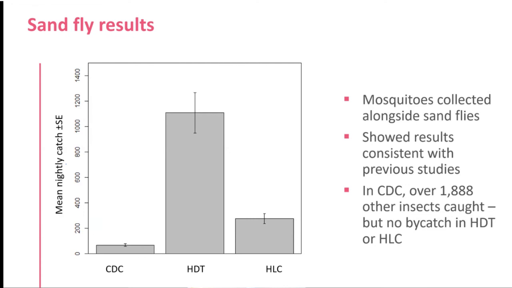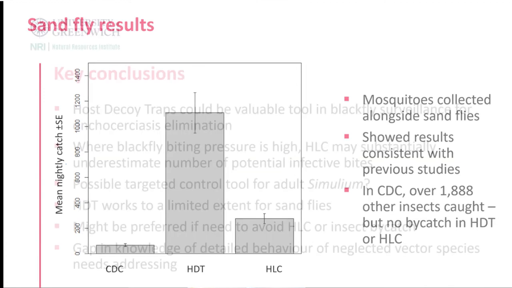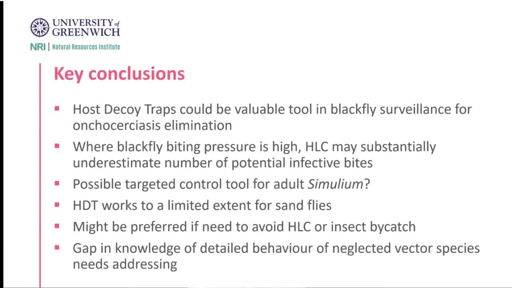One thing that's worth noting is that in the CDC light trap, we had a really large bycatch of other insects, so other nocturnal species like moths and things like this, but we didn't have any bycatch in the decoy trap or the human landing catch. And I think that's probably quite an important point for consideration going forward in terms of which traps you might consider to be acceptable.